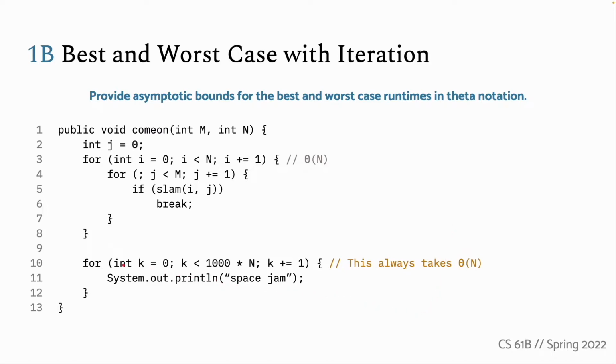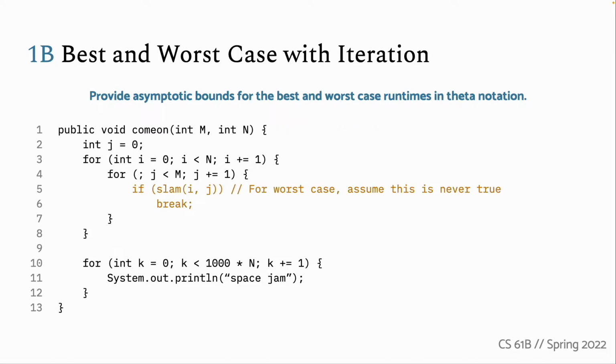This loop down here always takes theta of n time as well because we're going from 0 to 1000 times n, drop the coefficient, and we're adding 1. So together, the best case is going to be theta of 2n, which simplifies to theta of n.